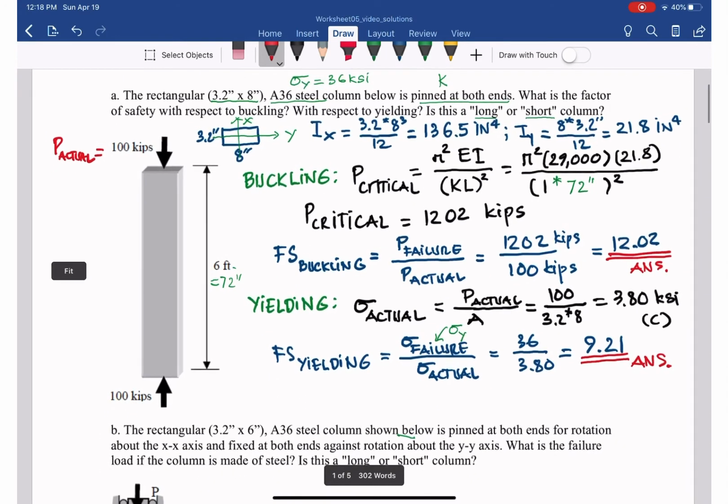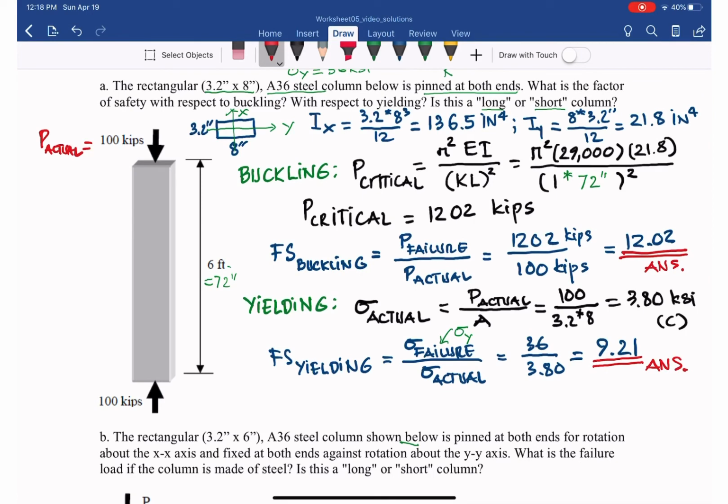So from here, as you can see, if the factor of safety for yielding is less than the factor of safety due to buckling, what does that mean? If we keep increasing the load from 100 kips, the first failure will be yielding, not buckling, where the factor of safety is less. So it fails by yielding first, because the factor of safety of yielding is less than the factor of safety due to buckling.